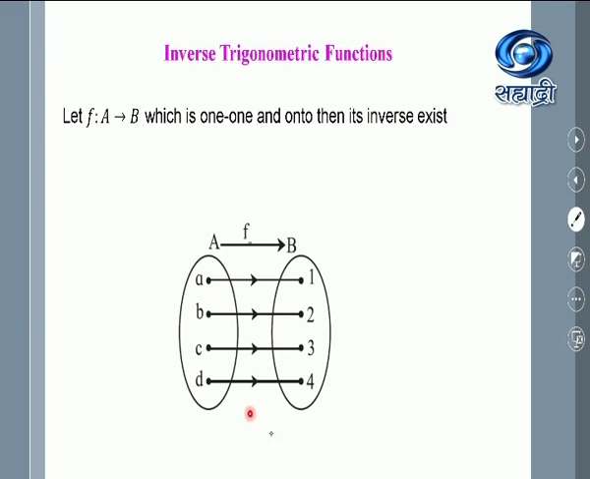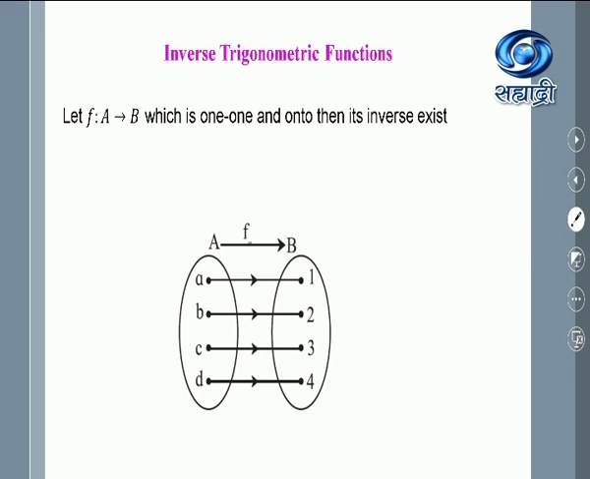So this is the Venn diagram. This is the domain, this is the codomain, and this is the function f from A to B. Now these elements a, b, c and d are from the domain, whereas 1, 2, 3, 4 are from the codomain. We can read this Venn diagram as a corresponds to 1, b corresponds to 2, c corresponds to 3 and d corresponds to 4. Now how to check the function is 1-1 and onto?